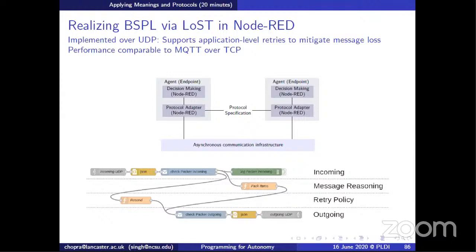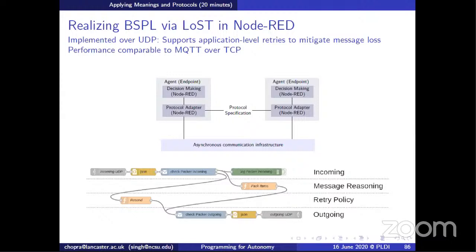So there are many interesting aspects we uncovered or implemented in this exercise. One of the things we did was, in keeping with the IoT setting, we implemented the communication over UDP. BSPL, as we discussed earlier, does not require ordered delivery. So we said, why not use UDP as a communication mechanism? So the messages are going out over UDP. And now UDP is a lossy mechanism. Messages may get lost. There's no guaranteed delivery of messages.